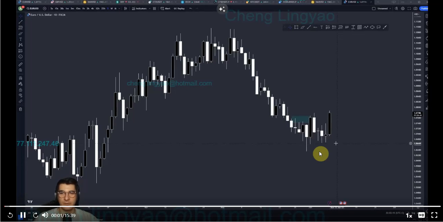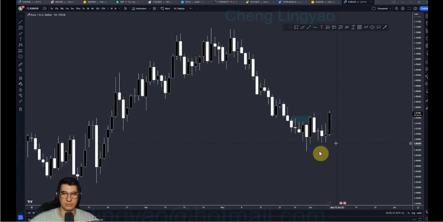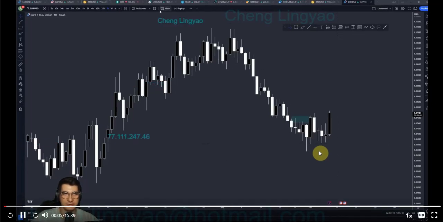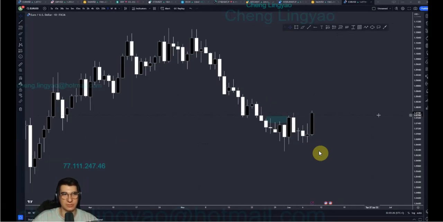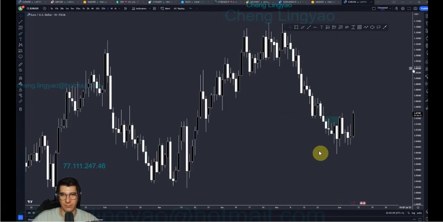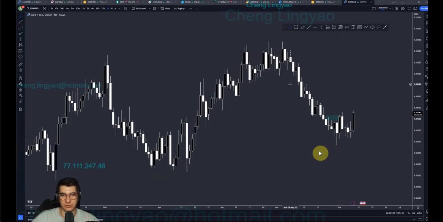Alright, so let's go over 4-hour and daily structure. This is very important to understand, especially on the pairs that we're trading, which are EURUSD, GBP/USD and gold. 4-hour structure and daily structure is very, very important. For that, we want to look at breaks of structure and also liquidation wicks, like I told you guys.